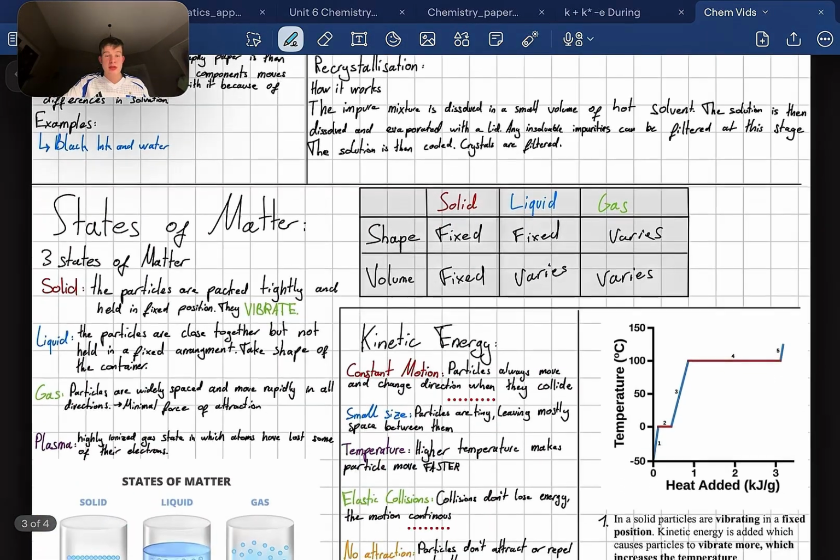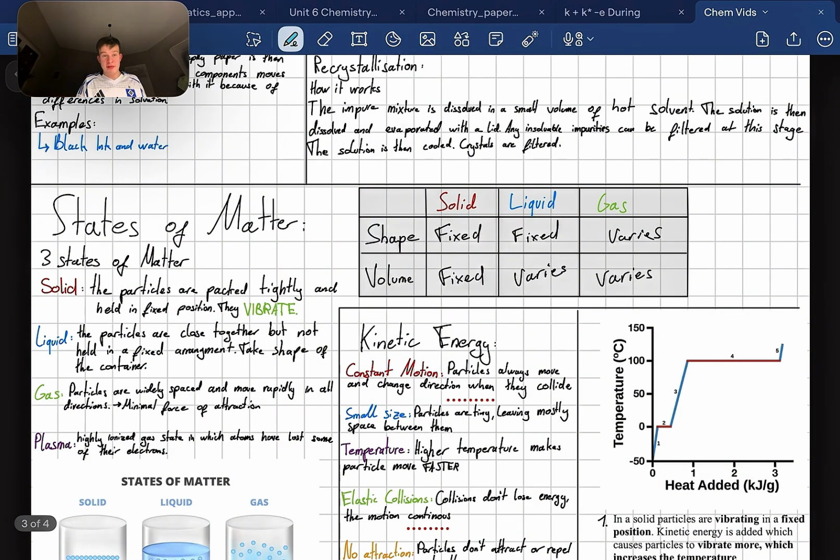So now let's take a step away from the different separating techniques, and let's talk about the three different states of matter. There are three common ones, which are solid, liquid, and gas. But there's also sometimes plasma, which would be above gas.